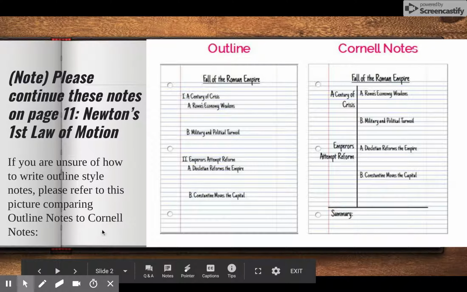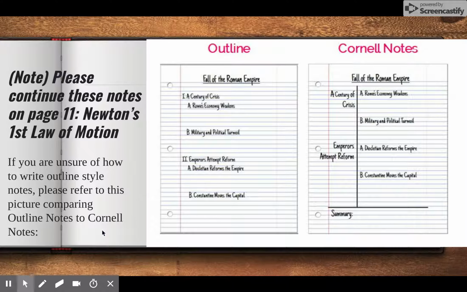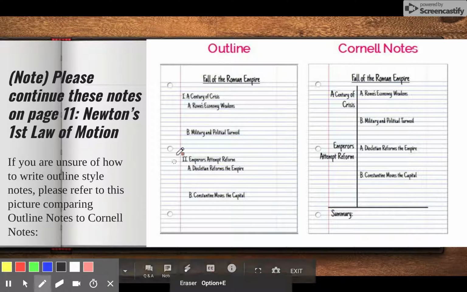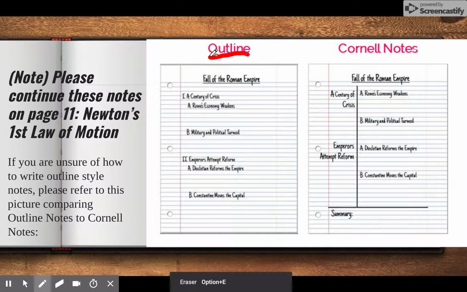You need to continue your notes, please, on page 11, where you had them before. Under where we've written for motion and inertia, please continue these notes. We are using the outline style of note right now, as opposed to the Cornell style of notes that has been previously used.